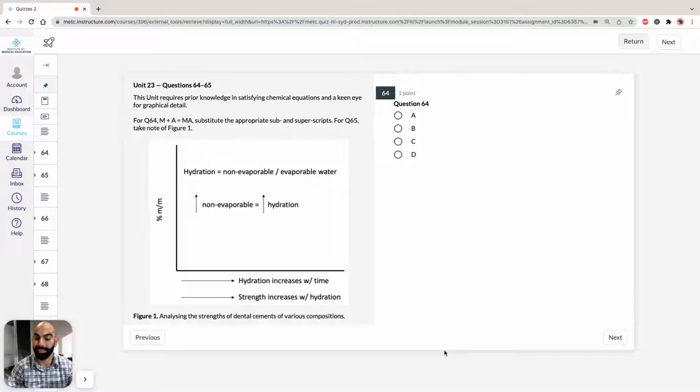Hi, I'm Hassan, the lecturer here at the Institute of Medical Education, and today we're going to take a look at solutions to Section 3 of ACER's GAMSAT Pink Booklet, Practice Test 3, specifically Unit 23, questions 64 to 65. And in this unit, we're going to take a look at dental cements.